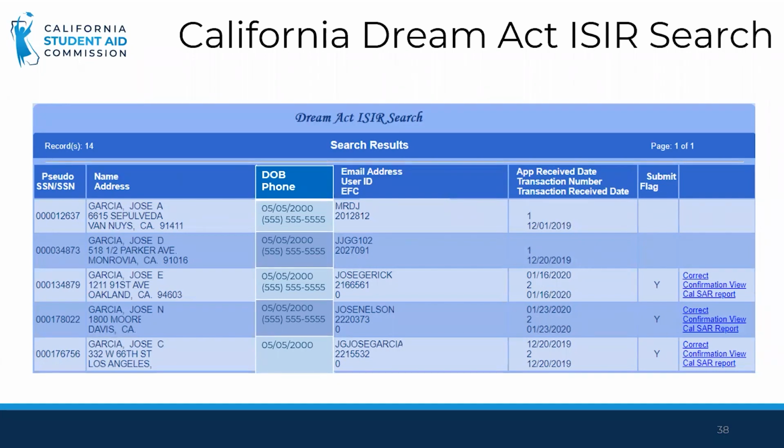The other thing you notice on this screen is that some of these applications have been successfully submitted, and we're now able to jump in and see the correction view screen or the confirmation view screen or the Calstar report. Others we see, like the first couple, don't look like they've been successfully submitted, or they were hung up somehow. It could be any number of reasons, but it doesn't look like they were submitted. The submit flag, the Y, is not checked. So there's probably something going on with those applications.